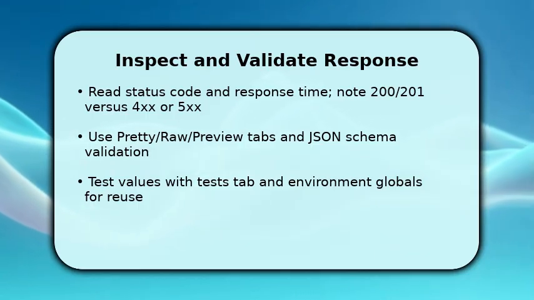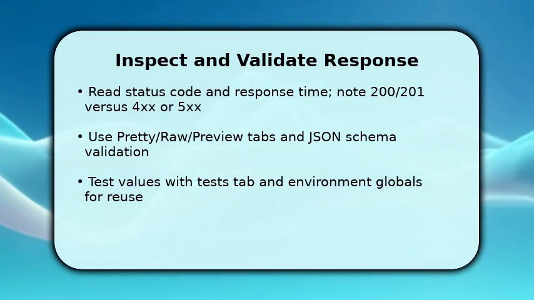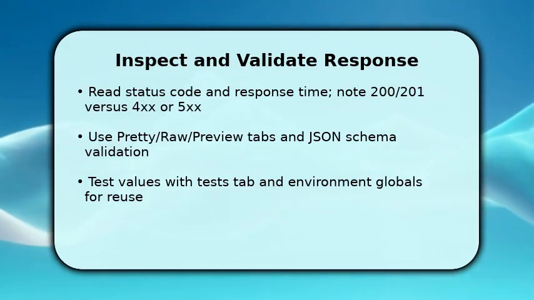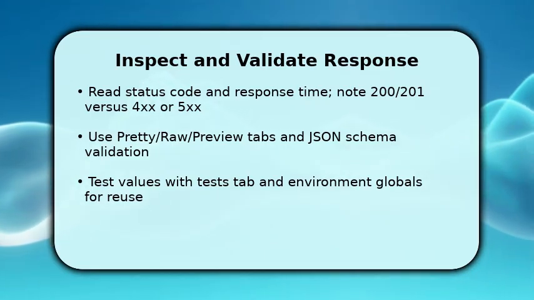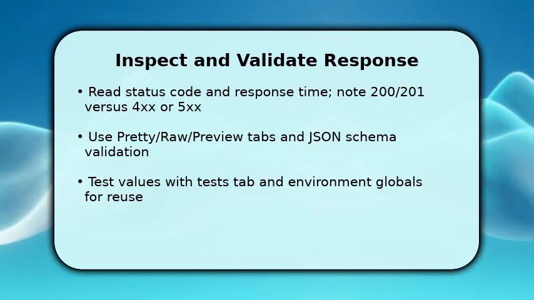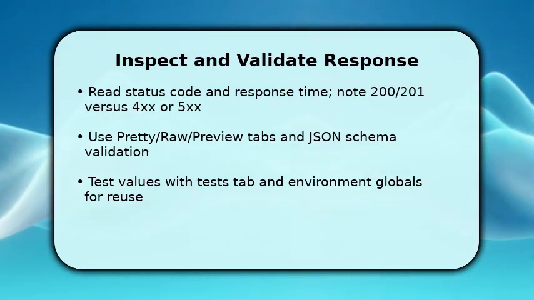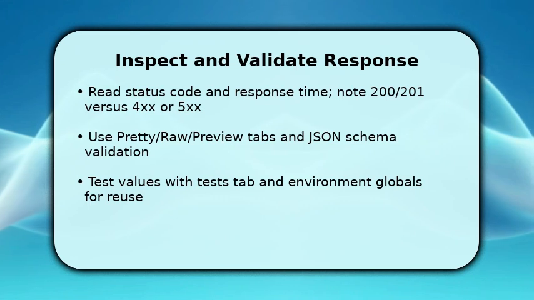Now validate JSON. Use the built-in schema validator or parse specific fields with JavaScript in the Tests tab. You should assert key values, types, and presence of fields, and set environment variables from response data to chain requests. Make sure tests are deterministic, so failures point to issues.